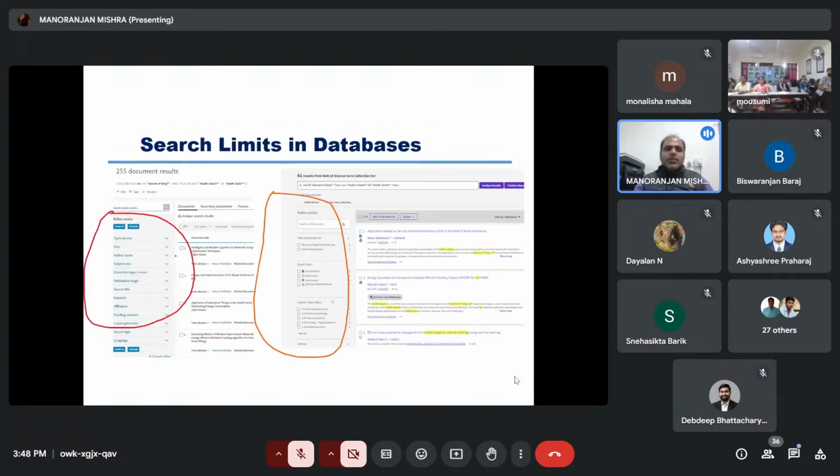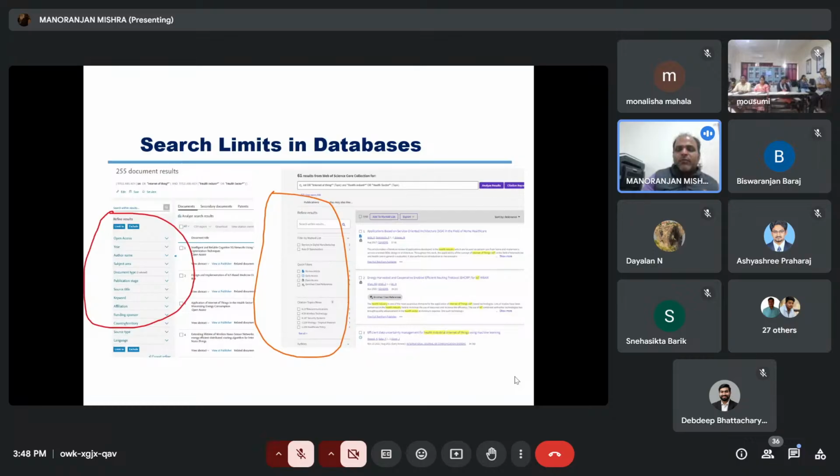Then there are limits in the databases. I was talking about exclusion and inclusion criteria. There are a number of things there. You can define them looking at quality, and you can do it there only, or you can filter at the end of the databases also. So these criteria can be utilized to narrow down your records, so that it becomes doable or feasible to do the literature review.